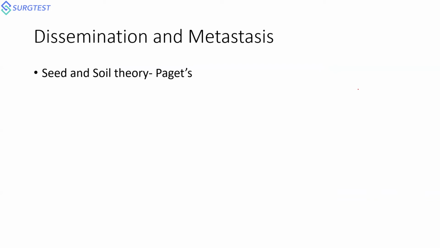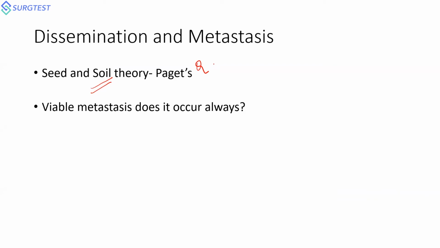The earlier thing that I've already discussed along with invasion is your metastasis. Now, what happens is you should have a favorable soil or a conducive environment or a favorable internal milieu for your cells to settle down, proliferate, and multiply. This was given by Paget, the person who described the Paget's disease of the nipple, or the in situ malignancy of the nipple areola complex of the breast. He is the same person who described the seed and soil hypothesis.